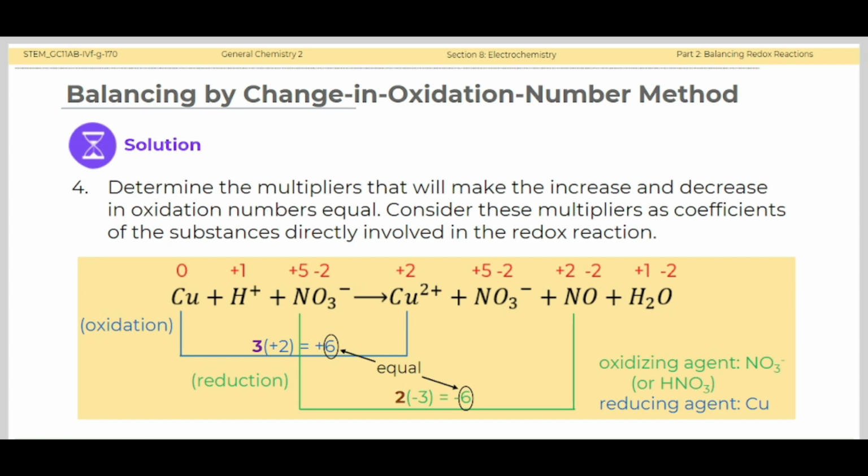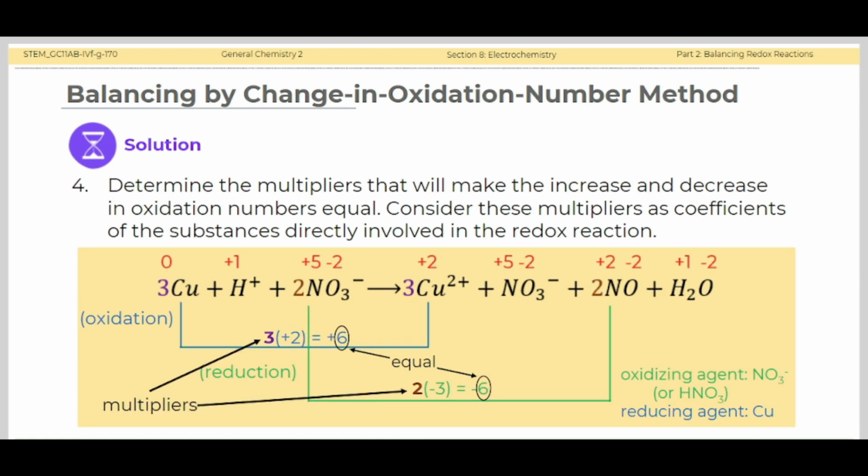4. Determine the multipliers that will make the increase and decrease in oxidation numbers equal. To make them equal, multiply positive 2 by 3 and negative 3 by 2. Consider the multipliers as coefficients of the substances involved in the change in oxidation numbers. The changes in oxidation numbers can be balanced by multiplying the increase in oxidation number by 3 and the decrease in oxidation number by 2. With this, the coefficients of elemental copper and copper-2 ion must be adjusted to 3, while the coefficients of nitrate ion and nitric oxide must be adjusted to 2.